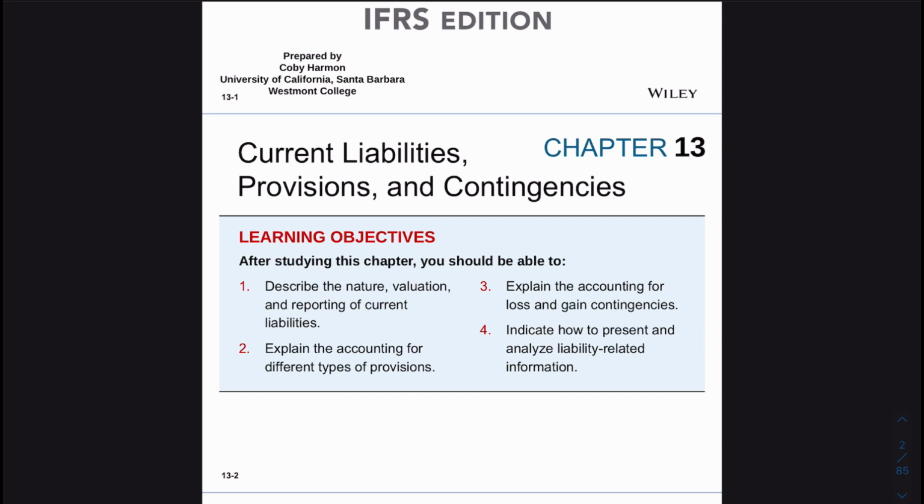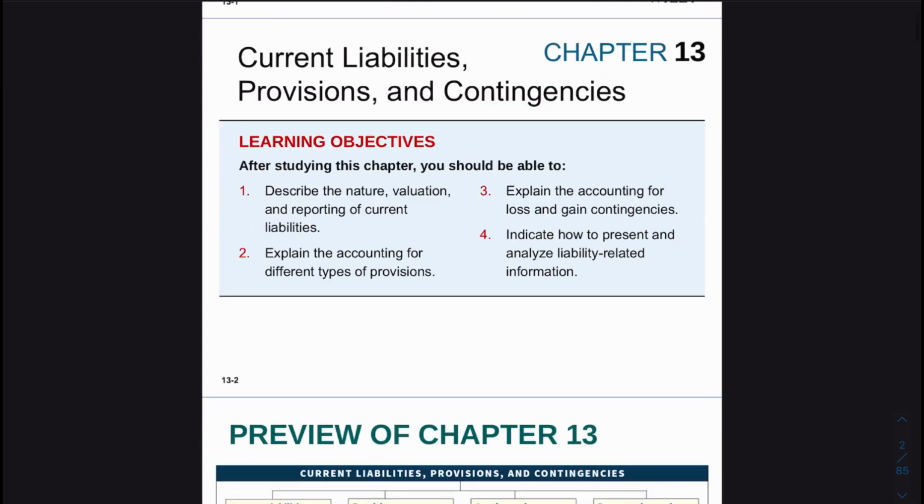Today inshallah we're going to be learning about chapter 13, which talks about current liabilities, provisions and contingencies. This chapter is not a new concept for you. You've learned this in Introduction to Accounting too, but we will learn it in more depth today inshallah, and this is a really important chapter. If it's not for now, it will be really important in the future, so I suggest you focus and write some notes with me.